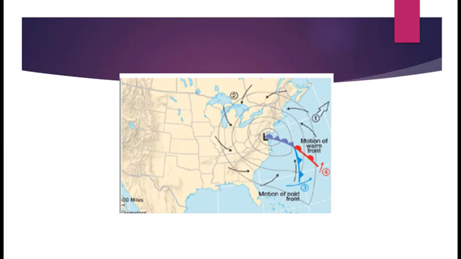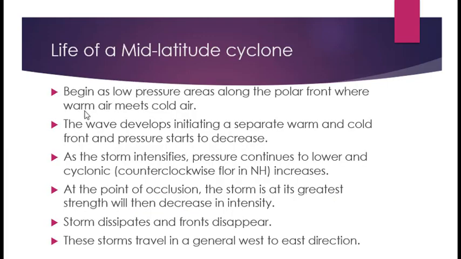Okay, to summarize the formation of the mid-latitude cyclones, we have this. It begins as low pressure areas along the polar fronts where warm air meets cold air. Then the wave develops, initiating a separate warm and cold front, and then pressure becomes lower. As the storm intensifies, pressure continues to lower and cyclonic in the Northern Hemisphere, we have a counterclockwise flow, then it increases. At the point of occlusion, the storm is at its greatest strength.